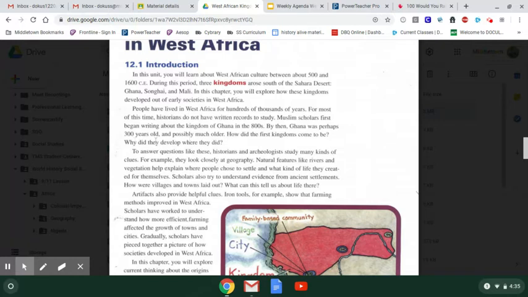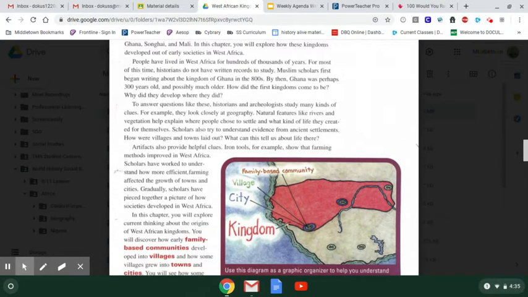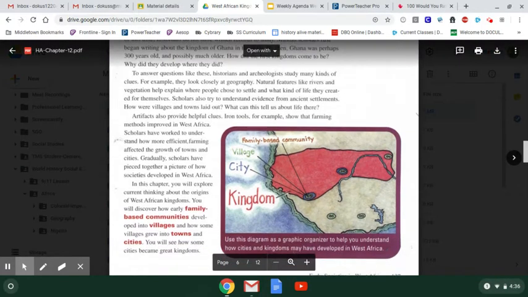How did the first kingdoms come to be? Why did they develop where they did? To answer these questions, historians and archaeologists study many kinds of clues. For example, they look closely at geography. Natural features like rivers and vegetation can help explain where people chose to settle and what kind of life they created for themselves. Scholars also try to understand evidence from ancient settlements.